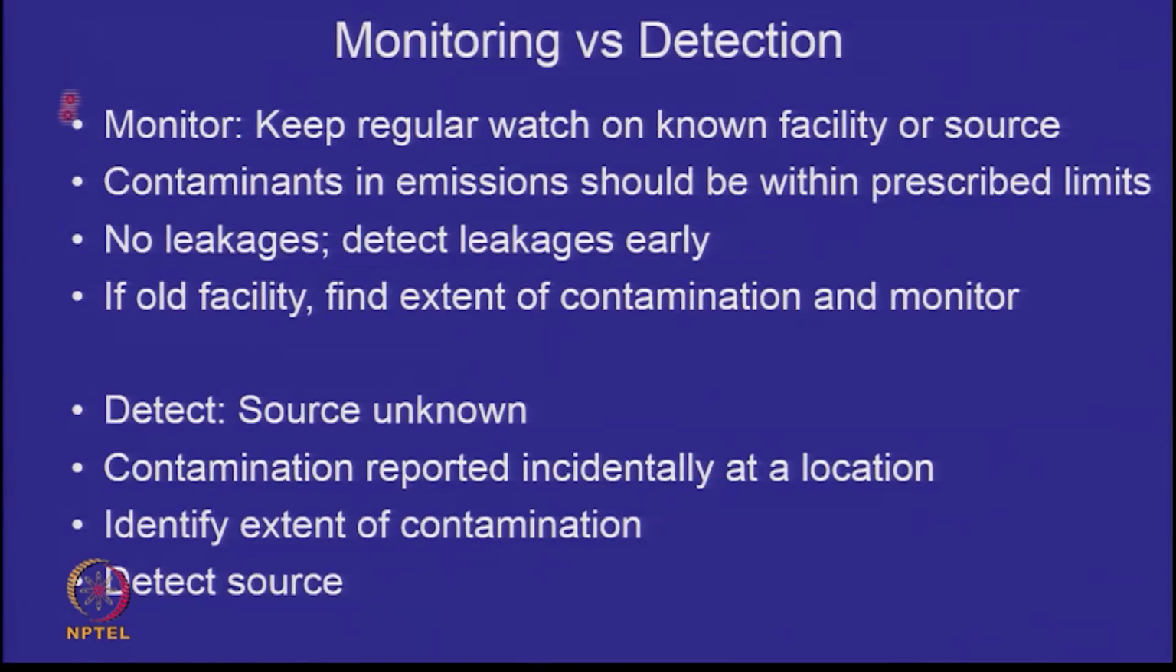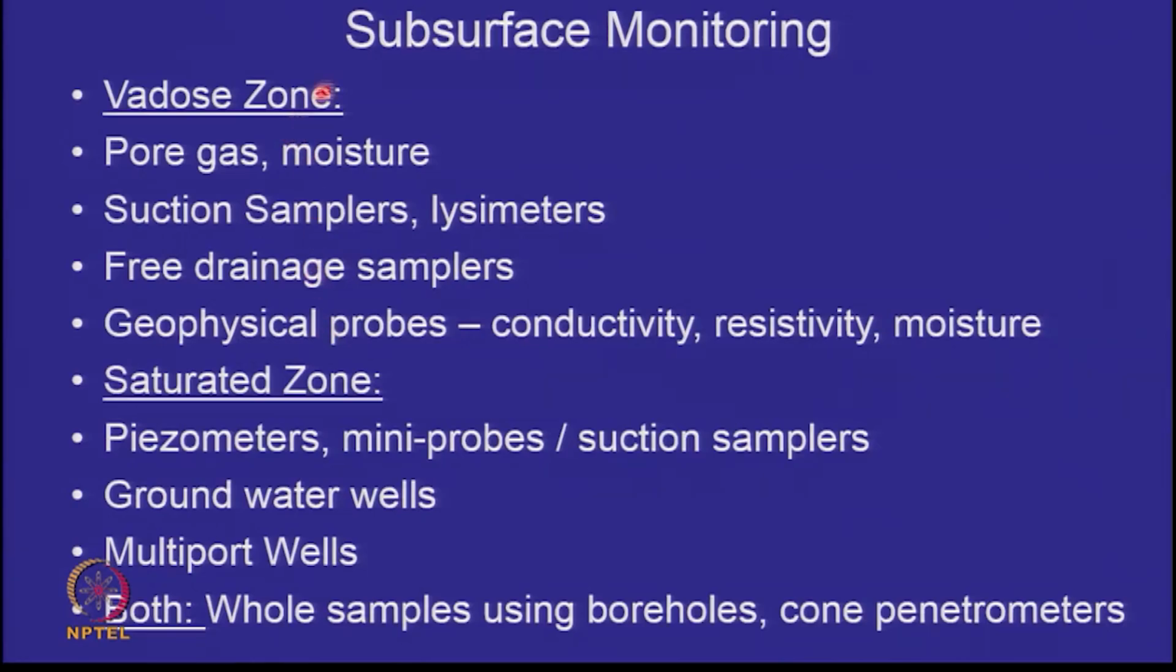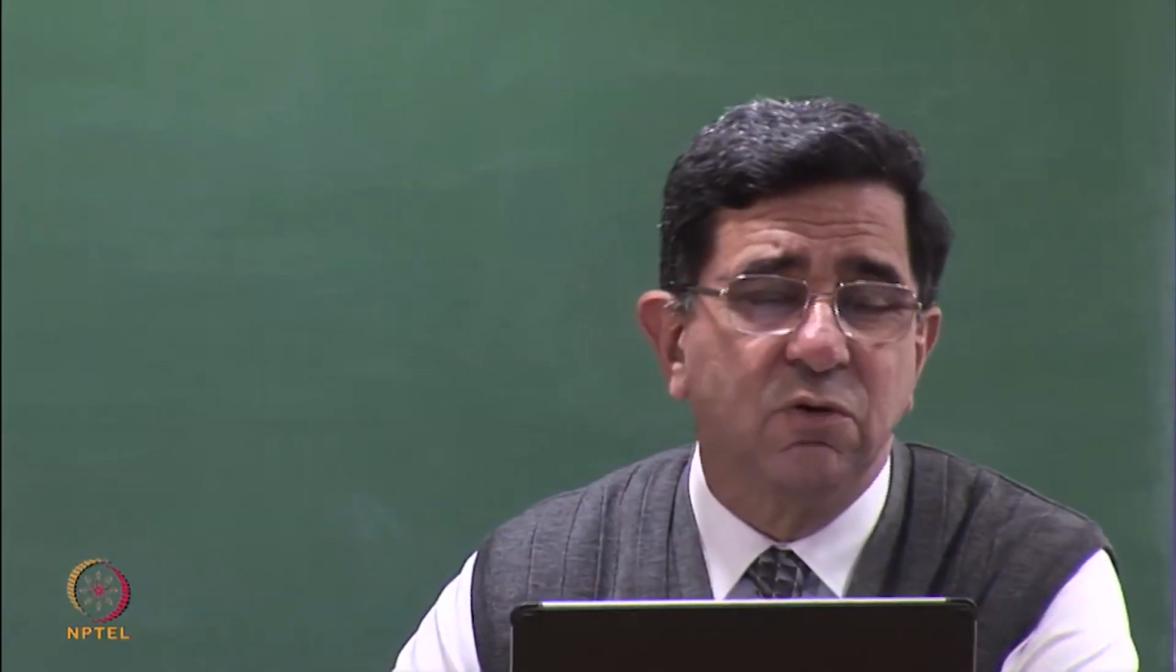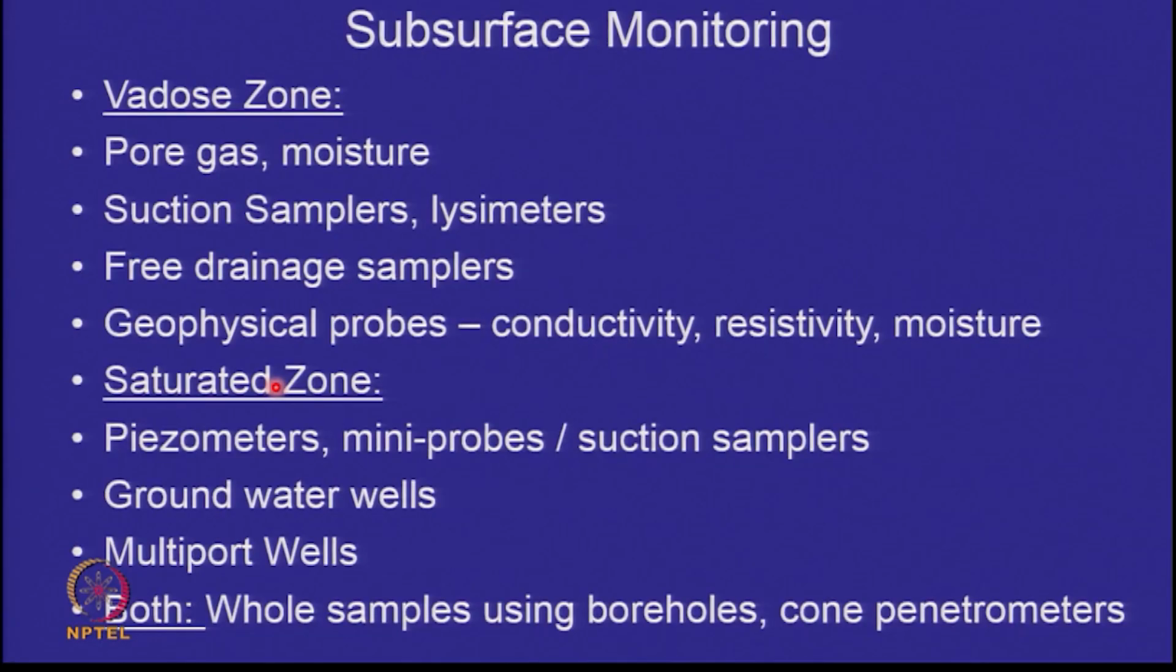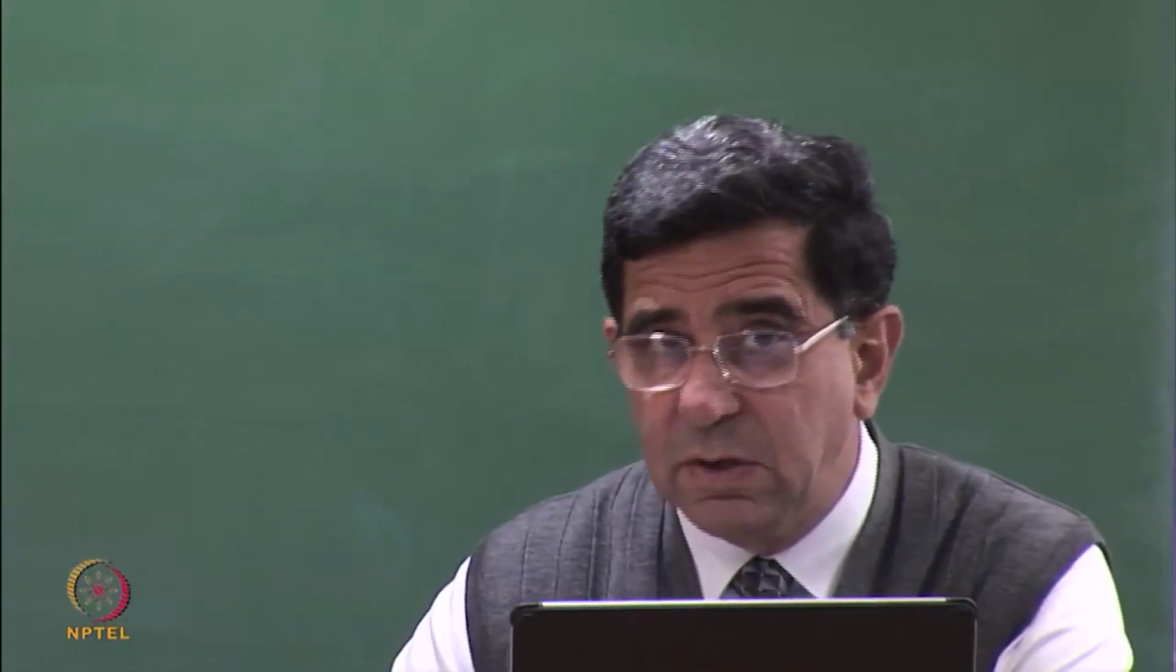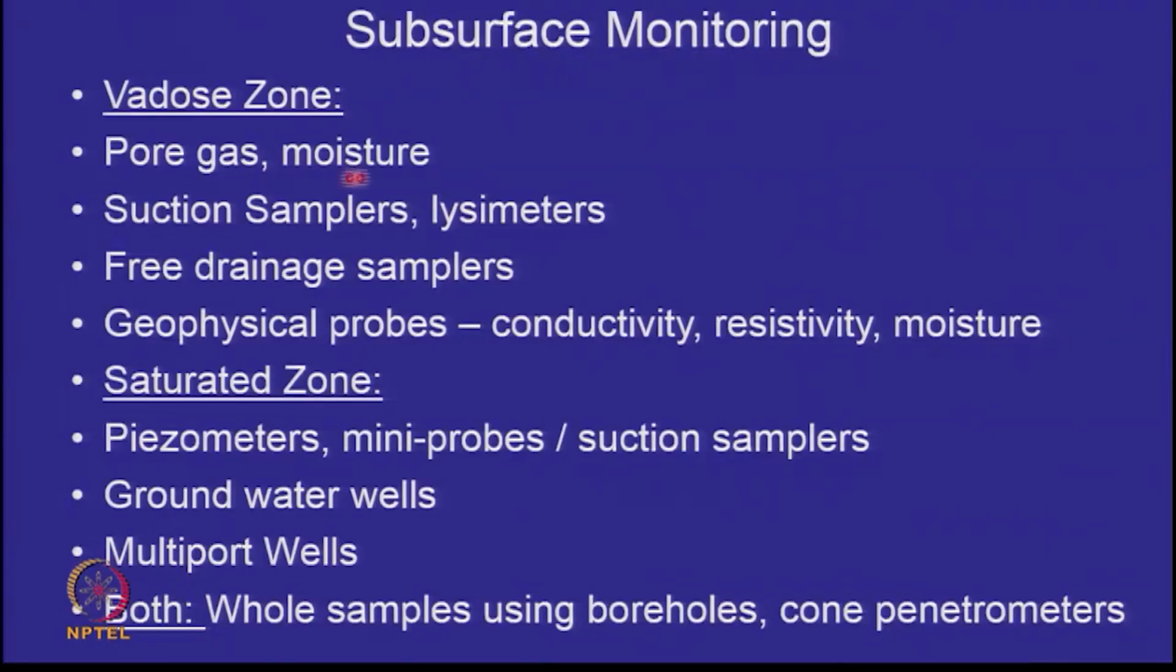So in this lecture and in the earlier lecture, we have only been looking at monitoring of the subsurface environment. When we looked at the subsurface environment, we talked about the vadose zone, which is a three-phase media, and the saturated zone. And we said that the saturated zone is simpler because we just have to take out the groundwater and assess the contaminants in the groundwater. It is so much easier to take out the liquid than to take out the three phases. So we looked at various samplers like suction samplers and lysimeters last time. We looked at the free drainage sampler last time.